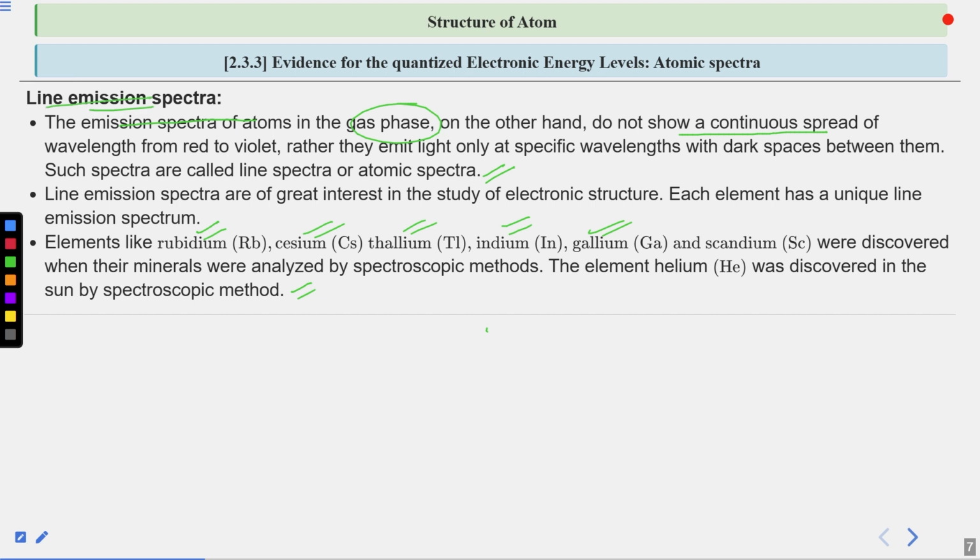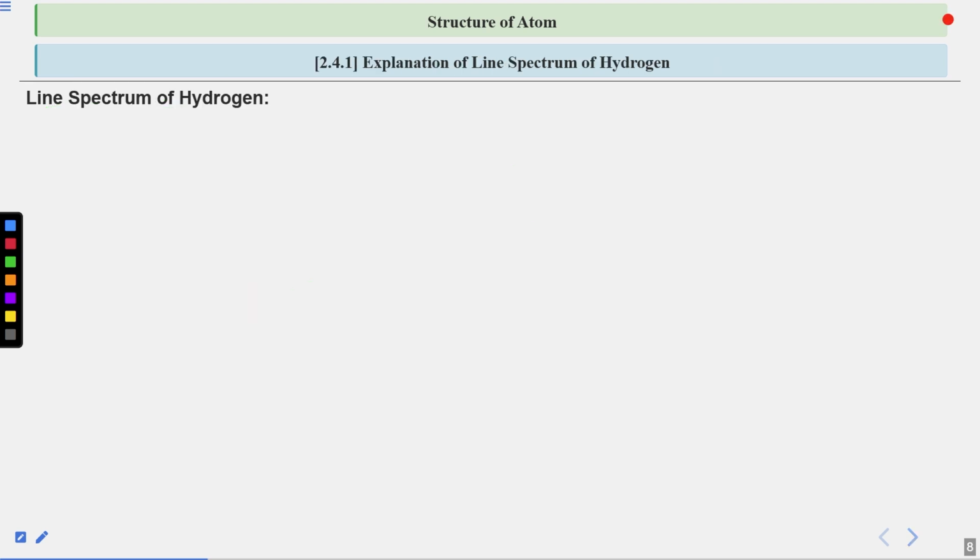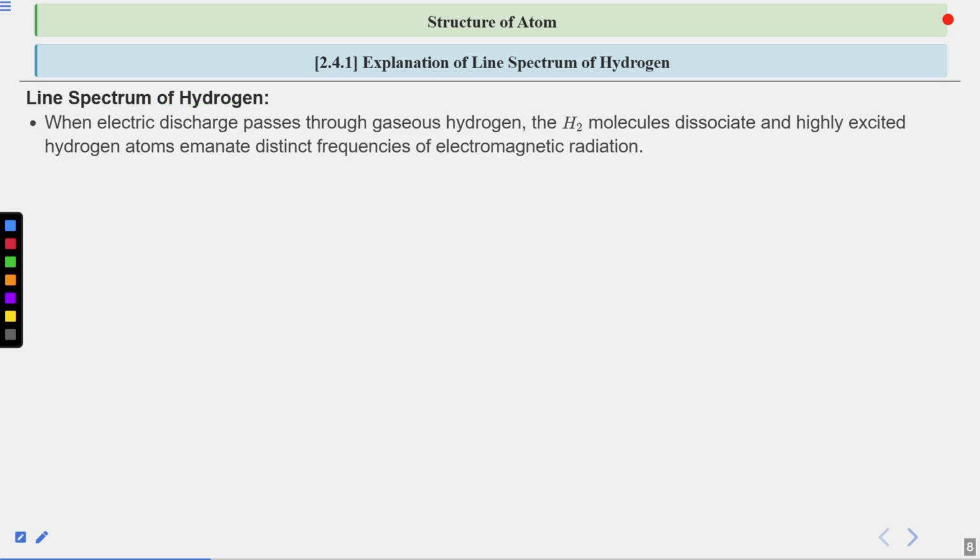Now we'll need to quantify it. So this part is very, very important, which is the line spectrum of the hydrogen atom. So what are we saying? That we were exciting our metal using light, but here we are exciting our hydrogen atom, hydrogen molecule, with the help of electric discharge. So electricity is also a type of energy.